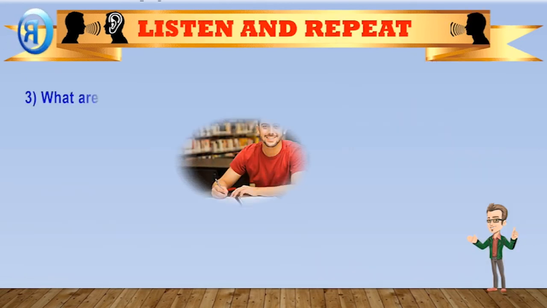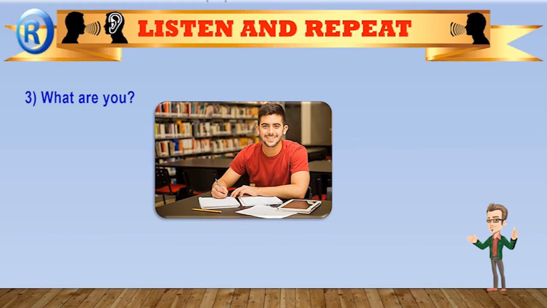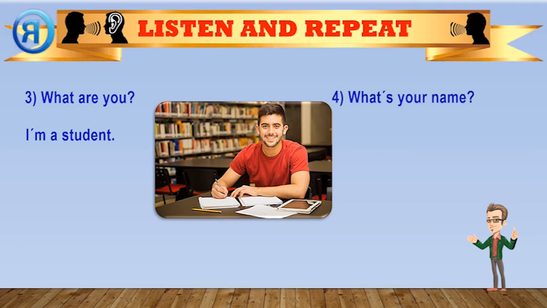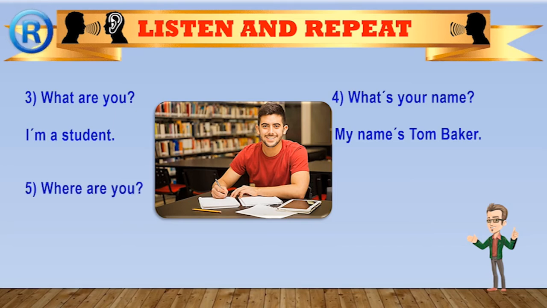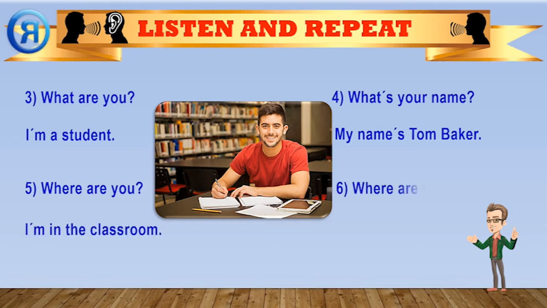Three. What are you? I'm a student. Four. What's your name? My name's Tom Baker. Five. Where are you? I'm in the classroom. Six. Where are you sitting? I'm sitting at my desk.